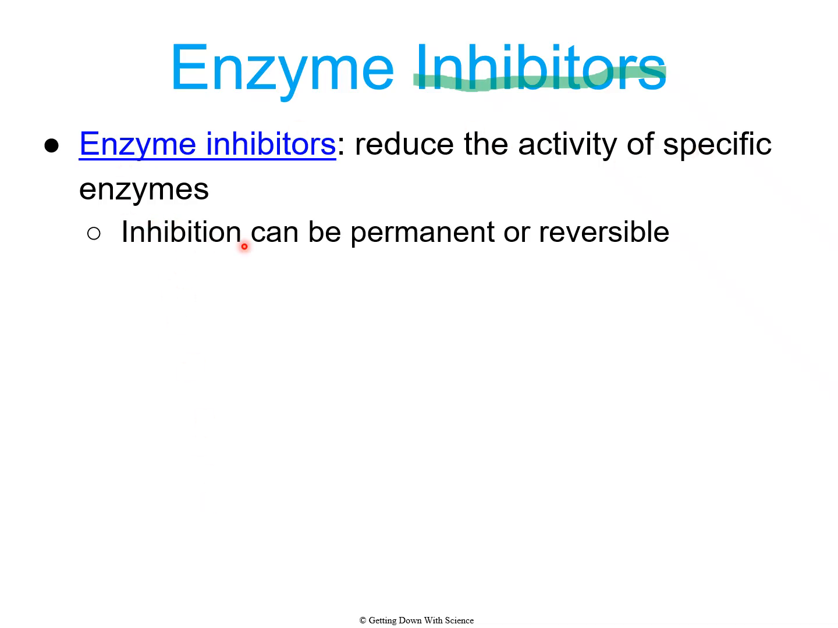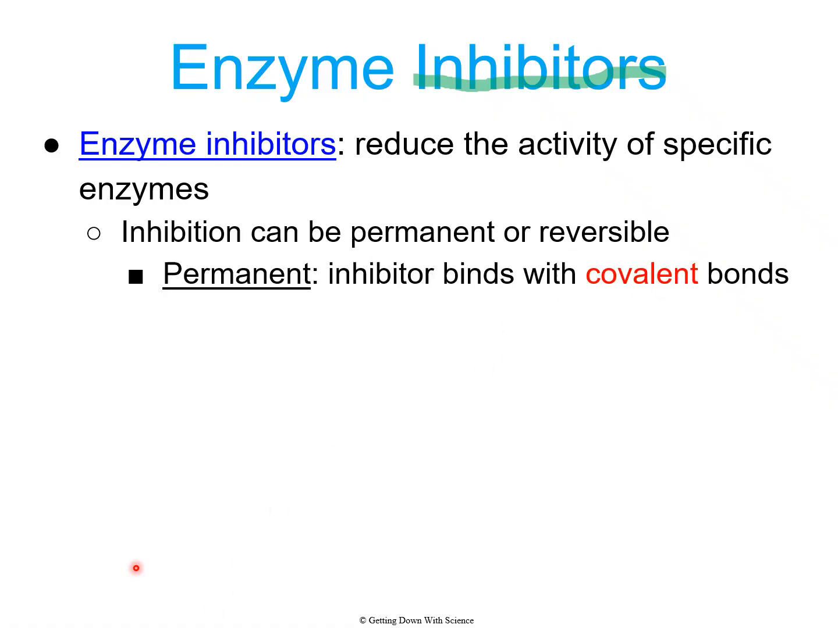So inhibition can be permanent or it can be reversible. Sometimes they will stop the enzymes permanently from working, or they will temporarily stop the enzymes from working, and the enzyme can resume working once the inhibitors are removed. Permanent inhibitors bind with the enzymes, forming covalent bonds, and covalent bonds are very strong bonds, hard to break. So those make the enzymes permanently prevented from doing their job. So those are permanent inhibitors.